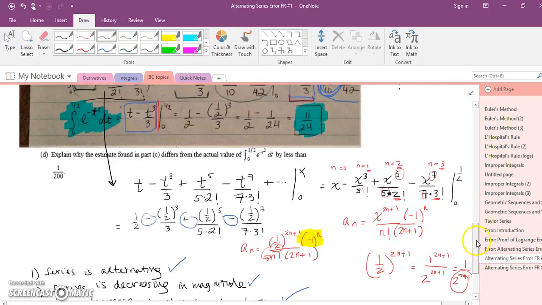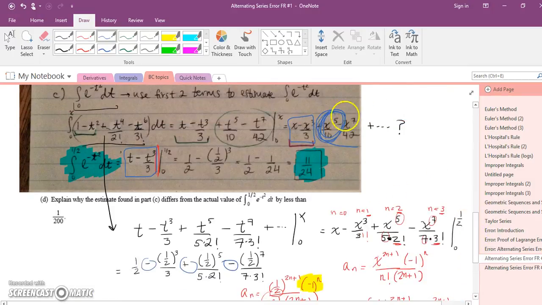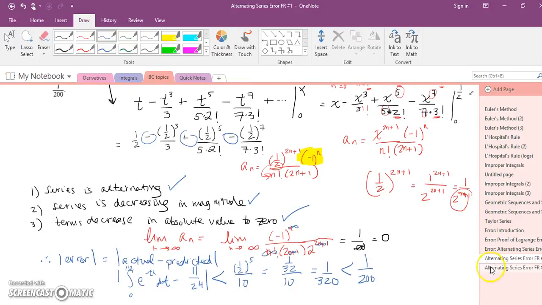Okay, so as you can see, it's very direct. Once you go through your little checklist, just get the next unused term, evaluate it, and it's going to be less than that. So let's go to this one here.